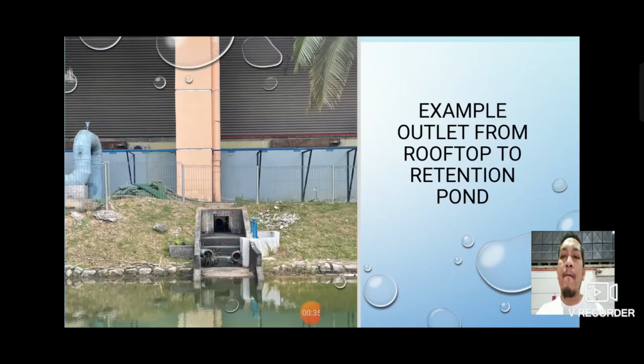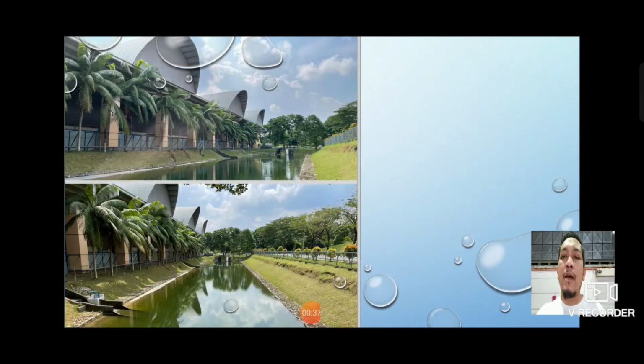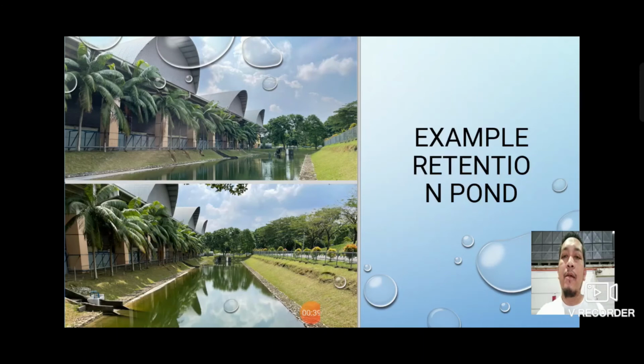For the next slide is an example of a retention pond. A retention pond is a medium storage or catchment to store the water before it is used for operation.